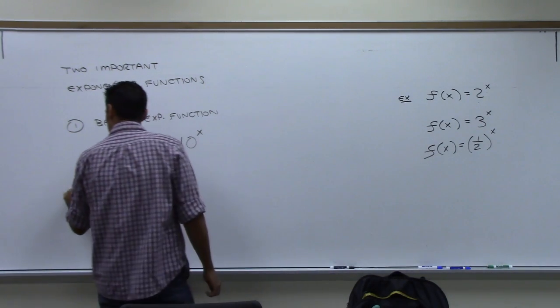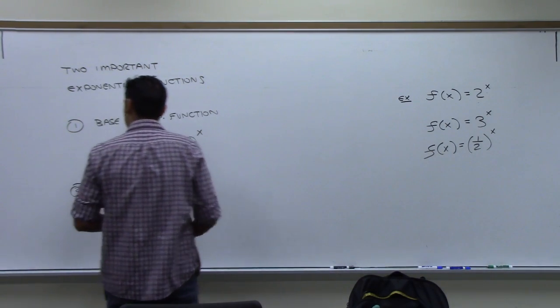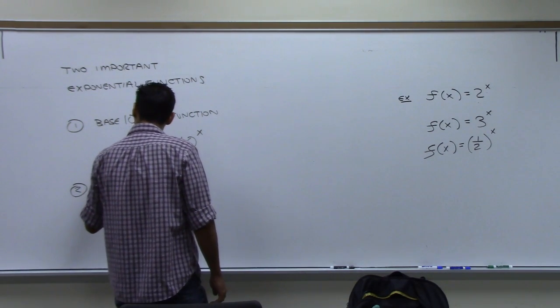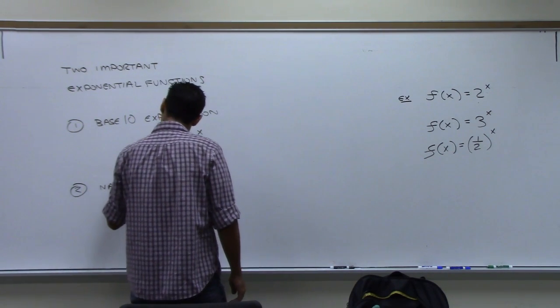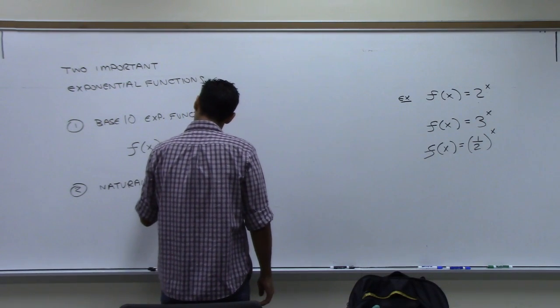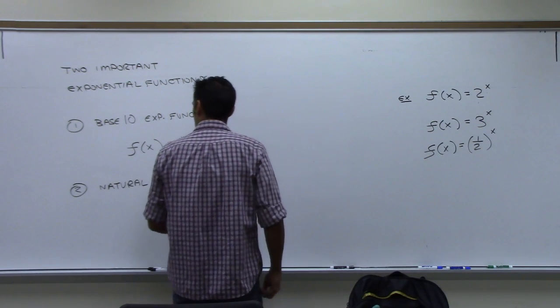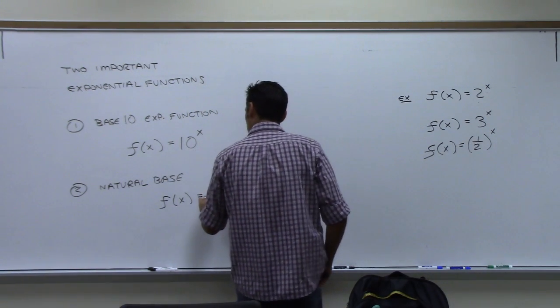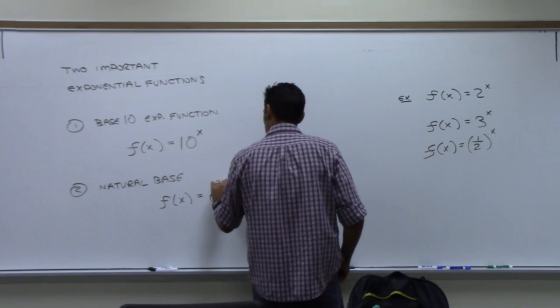Another important base is one that you see a lot but don't know why it's important. This is what we call the natural base. And this one is f of x equals e raised to the x.